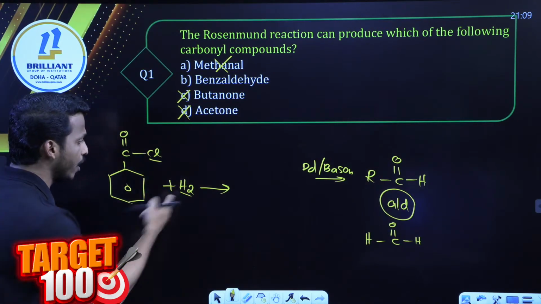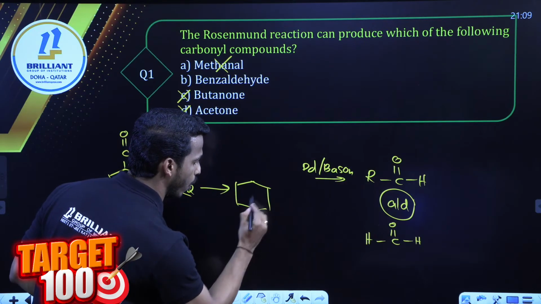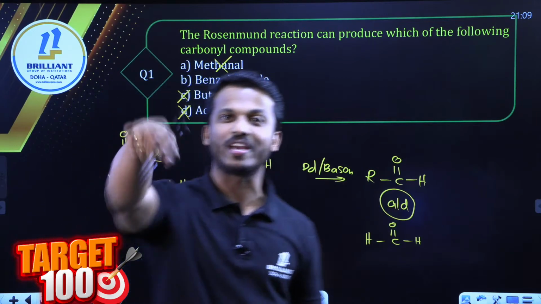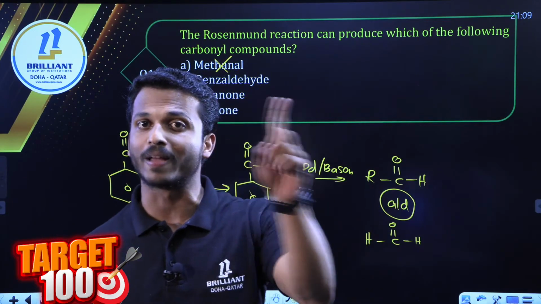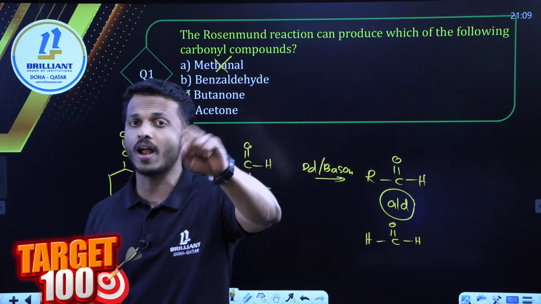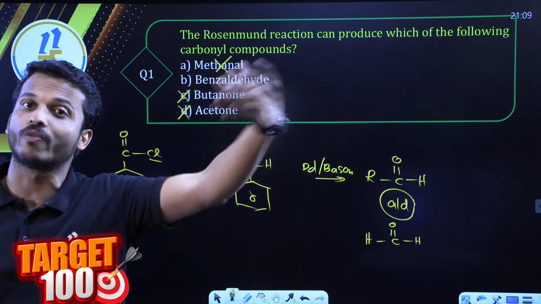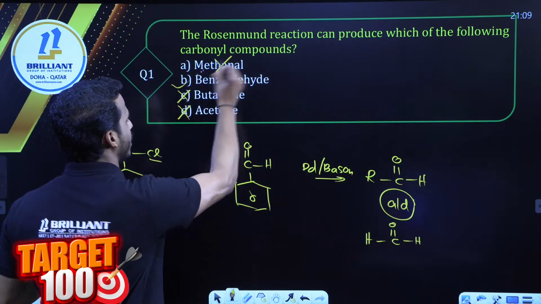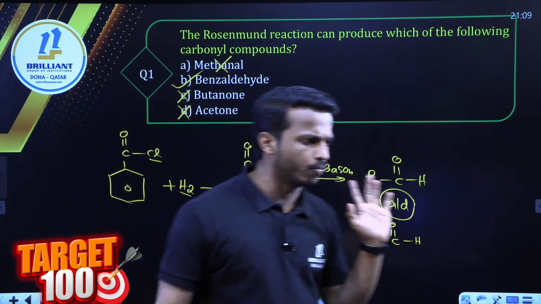HCl eliminate, you will get benzene with what? C double bond OH. Yes, benzaldehyde we can prepare through this reaction, not methanol. Keep in mind all of you, through Rosenmund reduction we can't prepare methanol. Ethanol onwards we can prepare, and benzaldehyde also we can prepare. So our correct answer is what? Option B.